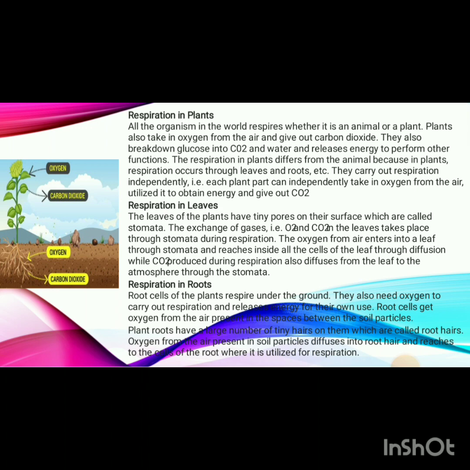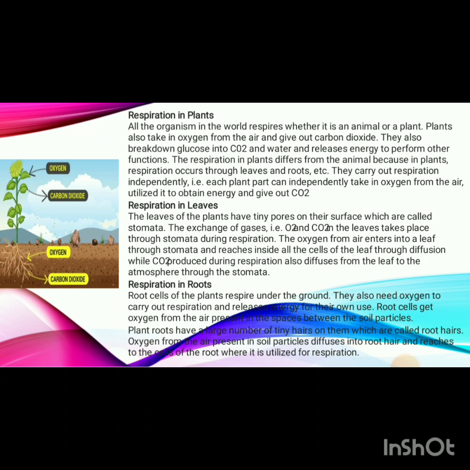Okay. Now, respiration in roots. Roots also respire. Okay. Root cells of the plant respire under the ground. They also need oxygen to carry out respiration and release energy for their own use. Root cells get oxygen from the air present inside the space between the soil particles. So soil particles के बीच में छोटा छोटा space होता है जहाँ पे air trapped होती है, and this air is going to be used by roots for oxygen intake.